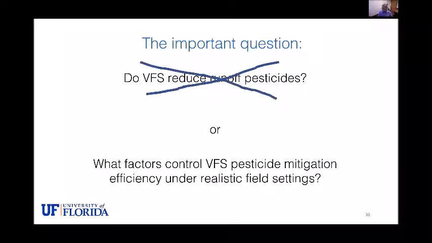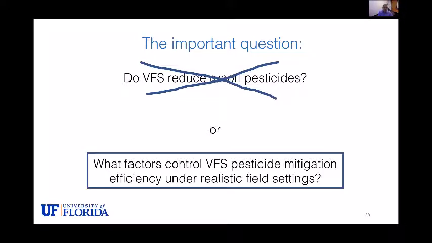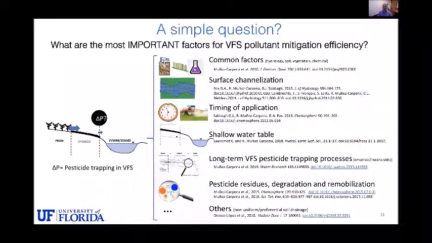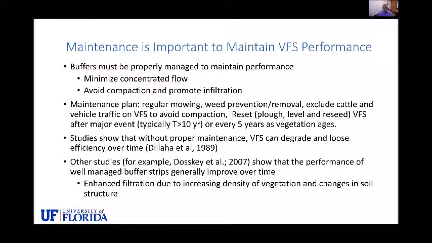And I submit that the second one is more interesting and really the one that has been driving our research for years. I list here a number of these potential factors, like surface channelization that I mentioned before, flow concentration, timing of the application, shallow water table conditions, what happens to pesticides in the long run with the residues, and others, including preferential flow, soil drainage, and other impeding conditions. So I leave the references here in case you are more interested in details. One plug on maintenance, I already discussed that.